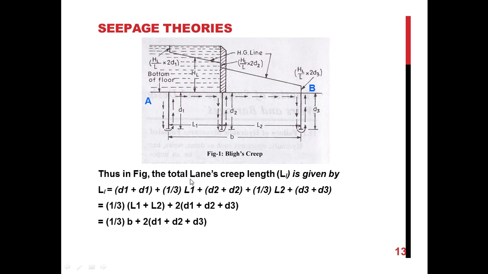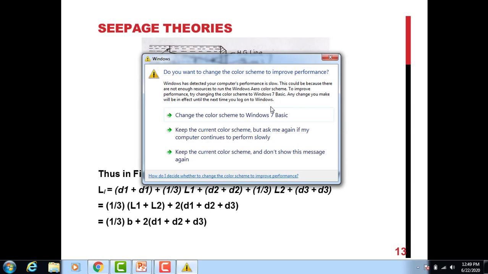Thus, in the figure, the total Lane's creep length is given by L is equal to D1 plus D1 plus 1/3 L1 plus D2 plus D2 plus 1/3 L2 plus D3 plus D3. As Lane already stated that the horizontal creep is 3 times less effective than the vertical creep, he divides the horizontal creep by 3. Here L1 and L2 are the horizontal creep. As you can see in the figure, L1 is the distance through which the horizontal creep occurs, and also L2 is the distance through which the horizontal creep, or seepage of water, occurs.